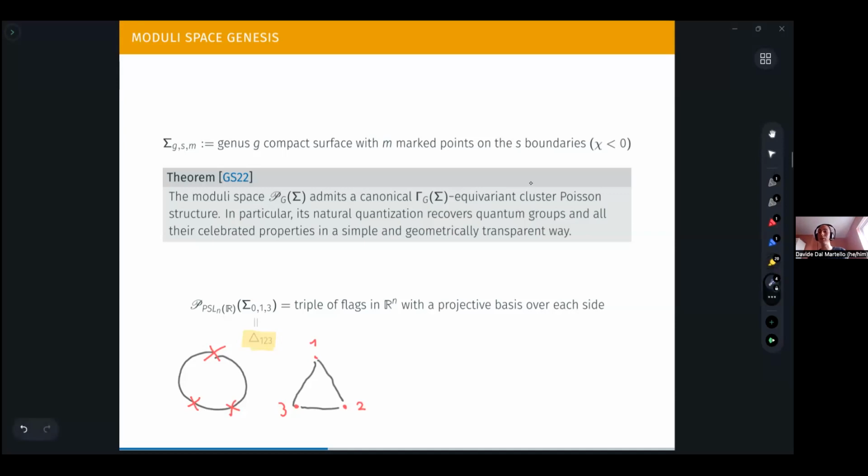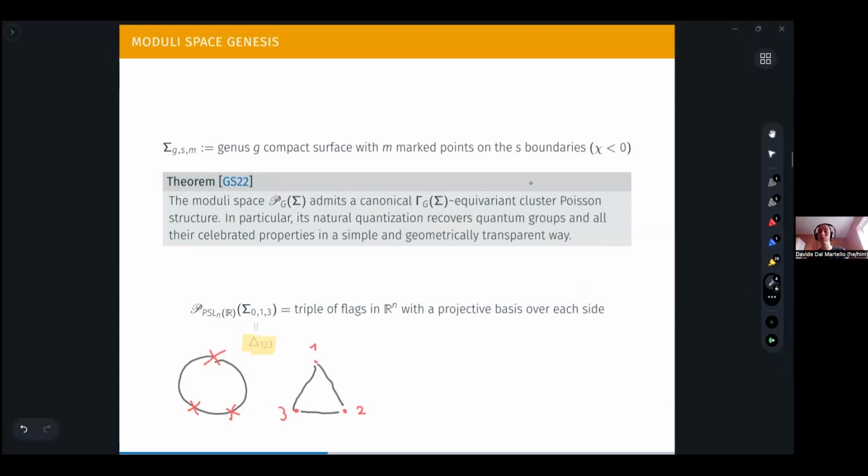nothing but a triple of flags in R^n. So flags are just subspaces of increasing dimension in R^n in this case. And these are actually complete flags. So we start with the trivial vector space, and then they are all nested till F_n, which is R^n. And they are complete if the dimension of F_i is really i. So you can fulfill all possible dimensions of space with subspaces, nested one into the other.